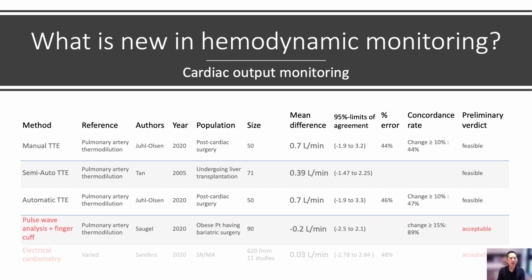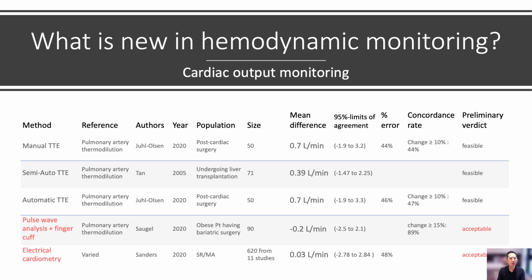How about the newer methods such as the pulse wave analysis plus finger cuff? They compared with, again, the gold standard, the pulmonary arterial thermodilution. They found a pretty good mean difference, which is only minus 0.2 liter per minute, in a relatively larger sample size, and the degree of limits of agreement is acceptable, and the change concordance rate is pretty good.